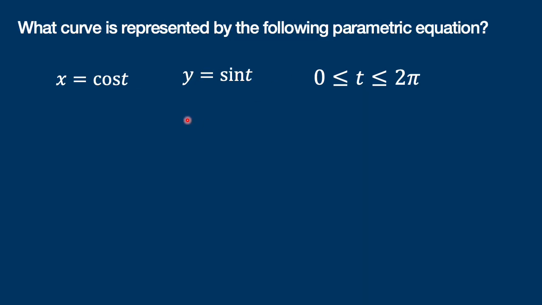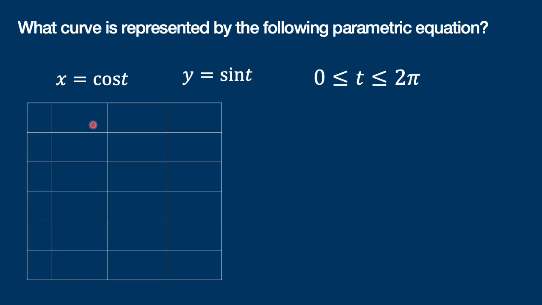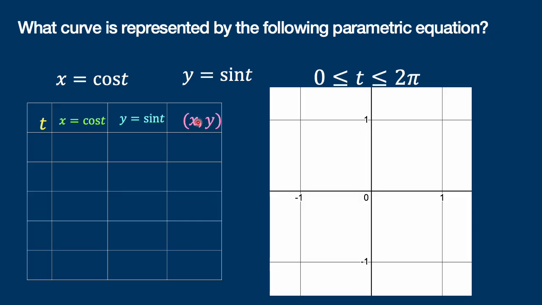Let's have another example of a parametric equation. What curve is represented by the following parametric equations? The x value is cosine t, y is sine t. Both functions depend on t from 0 to 2 pi. So make a table with t, x, y, and the point on the coordinate plane.